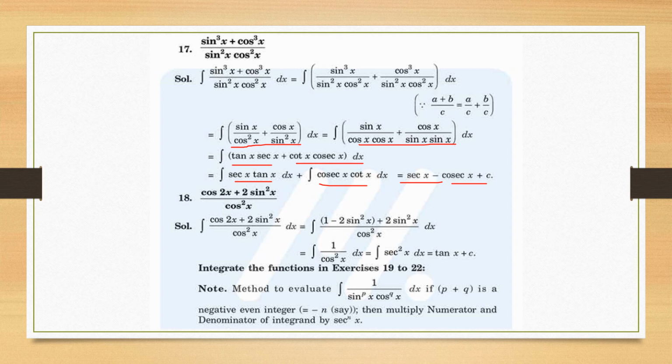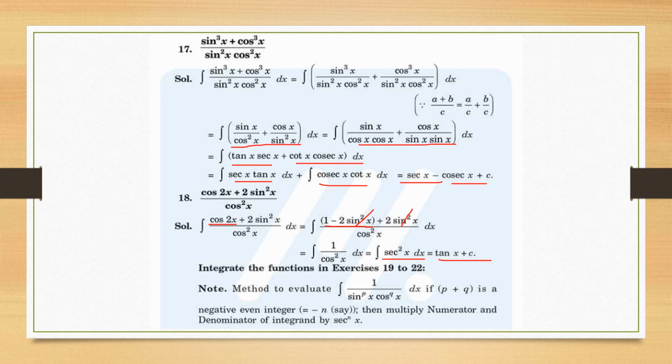Number 18 is cos 2x plus 2 sin square x upon cos square x. Now see, this cos 2x can be opened in many ways, like 2 cos square x minus 1, 1 minus 2 sin square x, or cos square x minus sin square x, right? But here the most suitable one is to change it to 1 minus 2 sin square x. Why? Because it will help in reducing my numerator, and it just has 1 upon cos square x, which can be changed to secant square x, and the integral is tan x plus c.